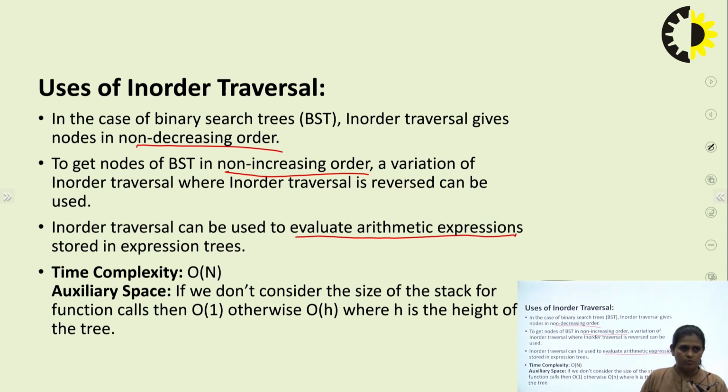The time complexity of in-order traversal is order of n. How much auxiliary space is required to complete the process? If we don't consider the size of the stack for function calls, then order of 1, otherwise order of h is required, where h is the height of the tree.